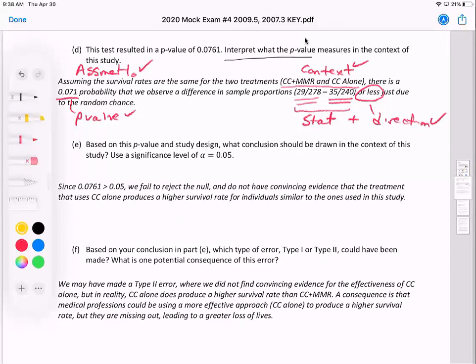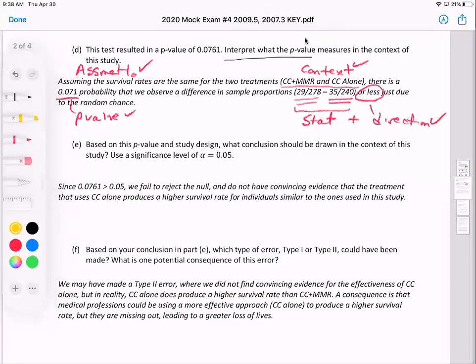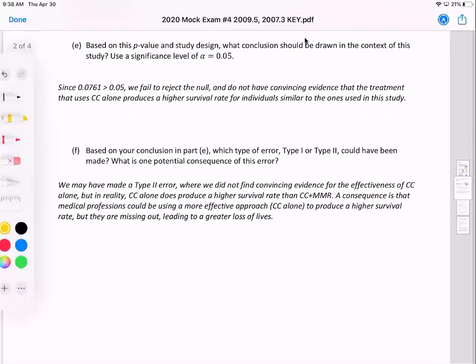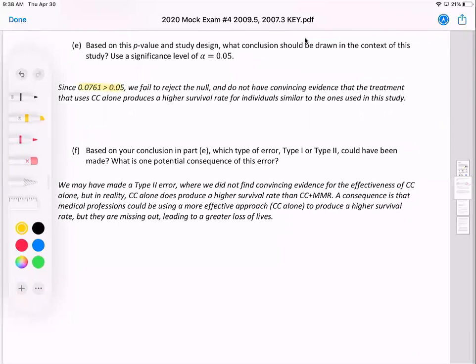Next, based on the p-value, what conclusion would you make? We have, since the p-value is greater than alpha, we have a statement about the null. We fail to reject. We don't have evidence, so mention evidence. And then we have the alternative in context. So here's our null comparison. Here's our evidence that we mentioned. Here's our alternative in context. And then this is our p-value compared to our alpha level. So those would be the components that you would need.